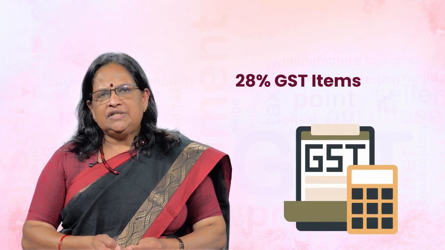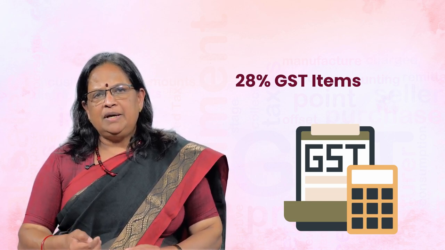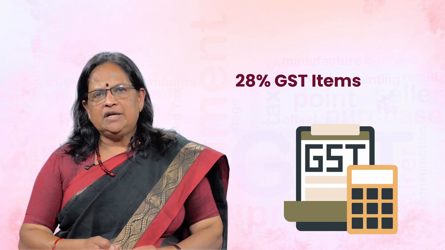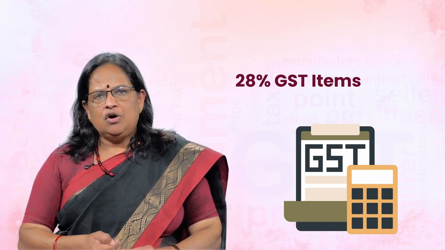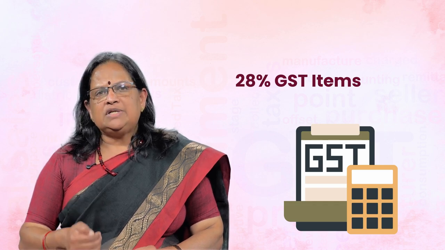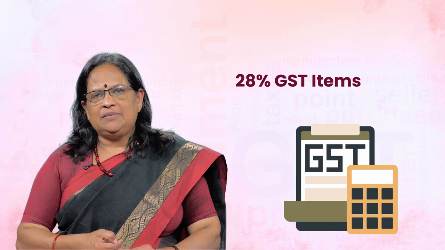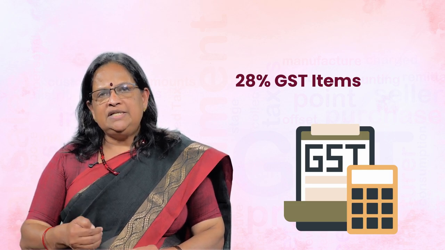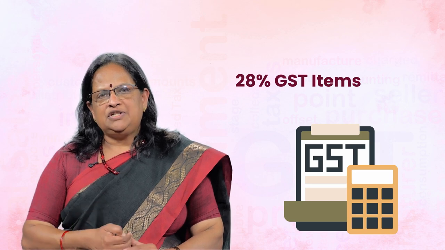28% GST rate items are for pan masala, deodorant, shaving cream, hair shampoo, water heater, weighing machine, vacuum cleaner, automobiles, 5-star hotel stays, luxury items like cars, tobacco, aerated drinks. Exempted items under GST are alcohol for human consumption, petrol and electricity.